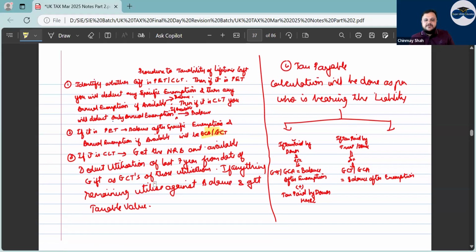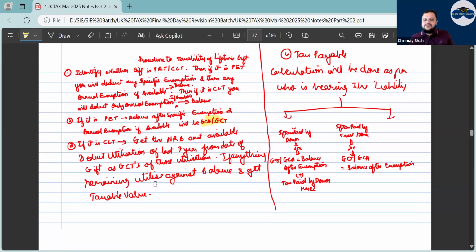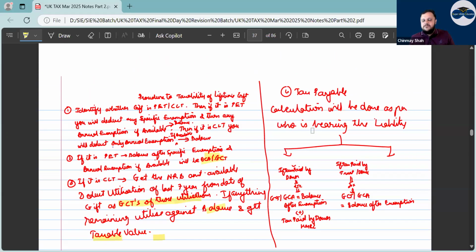If CLT, get the nil rate band amount available, deduct utilization of last 7 years from date of gift as GCTs of the utilization. If anything remaining, utilize against the balance and get taxable value. From the taxable value, calculate tax at 25% or 20%.